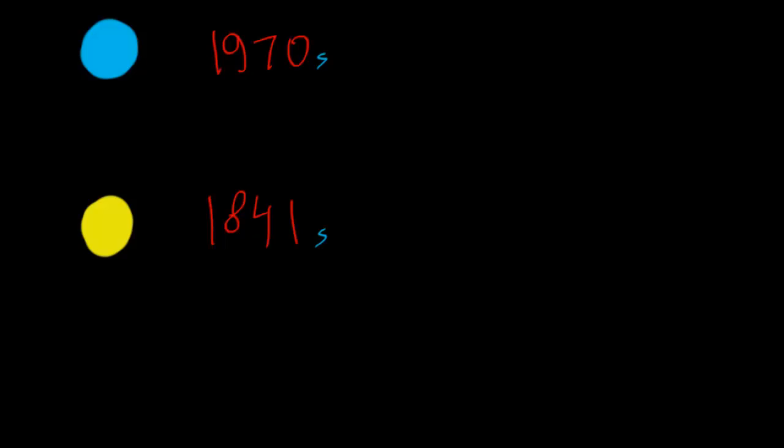So basically what this means is that for my yellow object, my bottom station, in 1841 seconds it makes a complete circle, 360 degrees. This top object does the same thing in 1970 seconds. Now what I'm curious about is what is the difference in arc speed. So how do we find this?